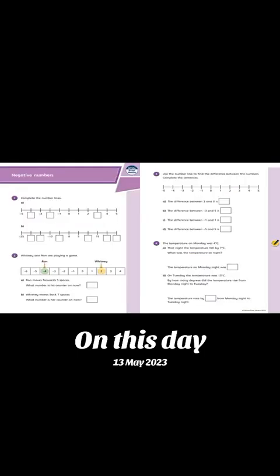Now looking at some more negative numbers, a worksheet from White Rose Maths. This is question number 1. Complete the number line. Part A: -5, -4, -3, -2, -1, 0, 1, 2, 3, 4, 5.